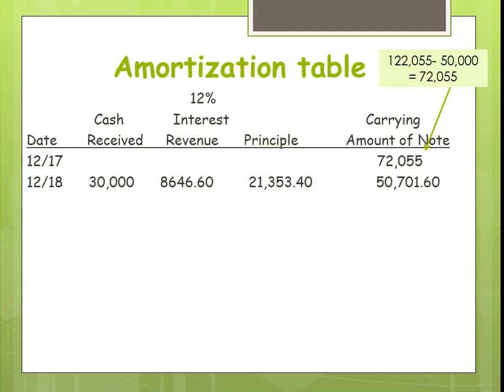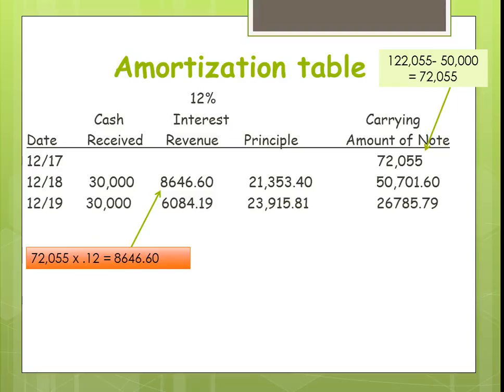Now what we're going to do is get our first payment of $30,000, and figure out how much of that $30,000 is interest and how much is principal. So we're going to take the $72,055 times 12%, which means of that $30,000, $8,646.60 is going to go for interest revenue, and $21,353.40 is going to be subtracted from the $72,055 to tell us what the carrying amount is going to be for the note.